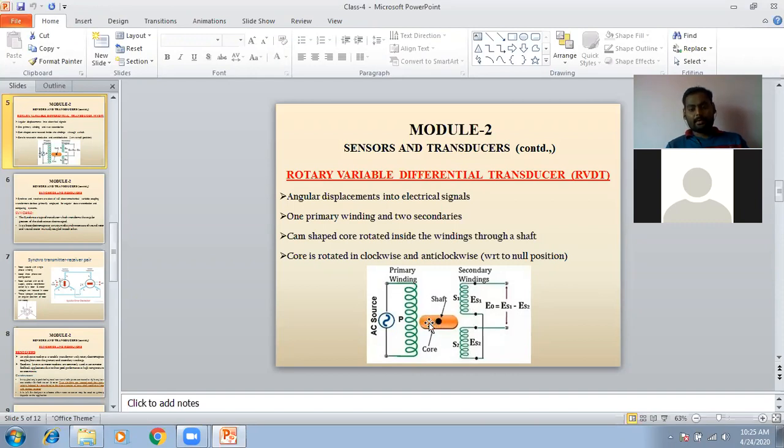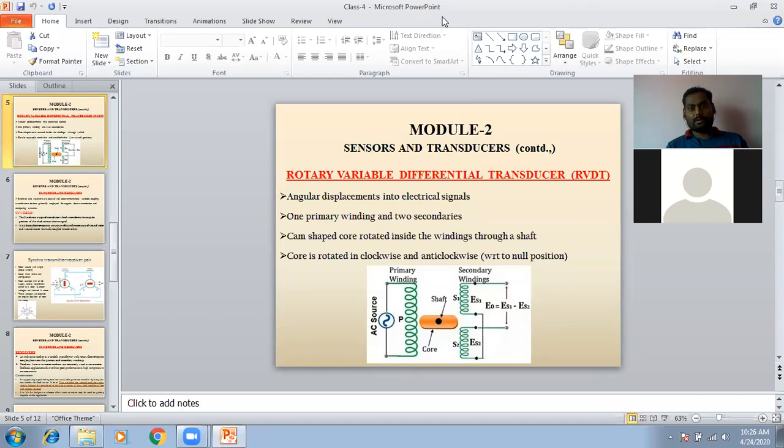So here in the middle part, the middle one is a shaft, and the shaft is surrounded by a core. That is a cam-shaped core we have used here. Whenever this core is exactly at the middle, that means on the horizontal axis, what happens? Then the voltages induced in the two secondary windings, S1 and S2, are the same, and the difference between the two voltages will be zero. That means this core is exactly at the center, right? Once the core makes an angle of theta with respect to both the windings, at that point, what happens?